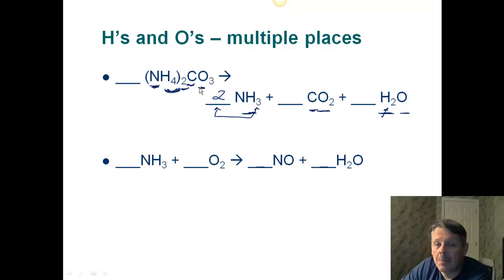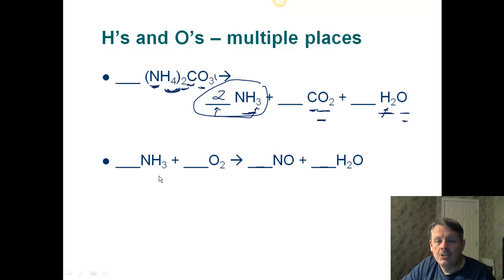Well, how about my oxygens? Here I have 3, and here I've got 2, and here I've got 1, so that's a total of 3. So I'm balanced, gratefully, just simply by putting the 2 in front of the ammonia or the NH3. Right. Pause the video if you would, please try the next one.